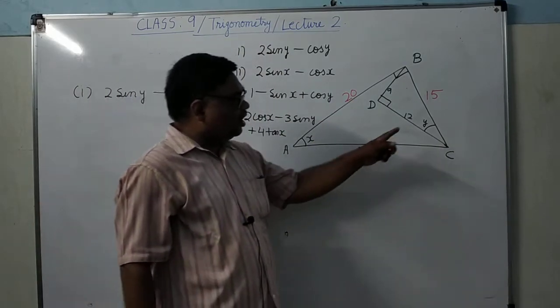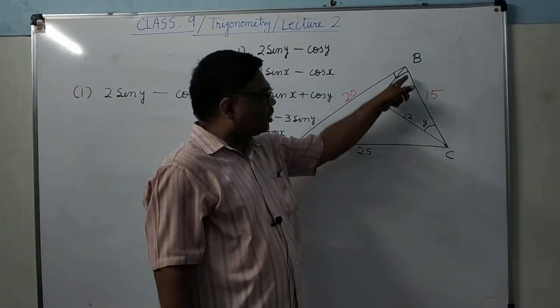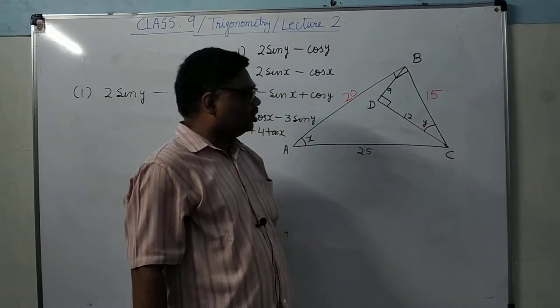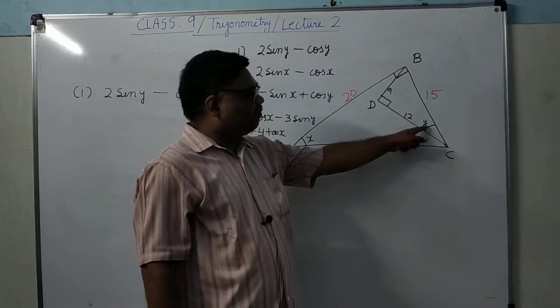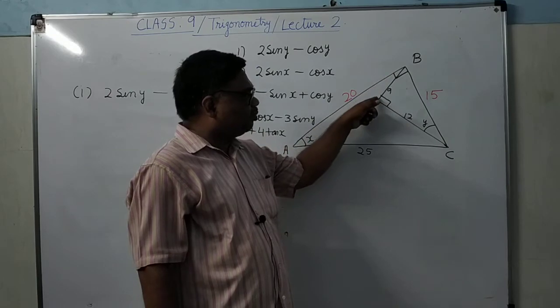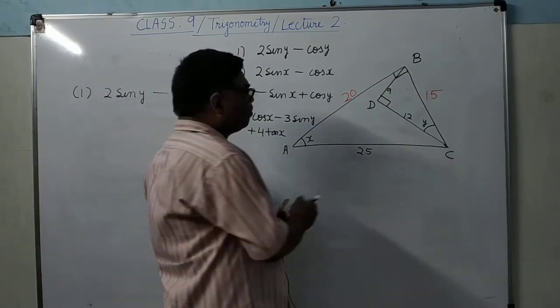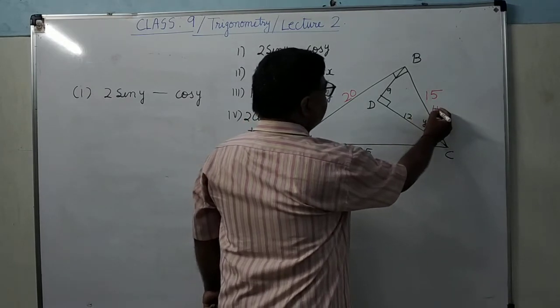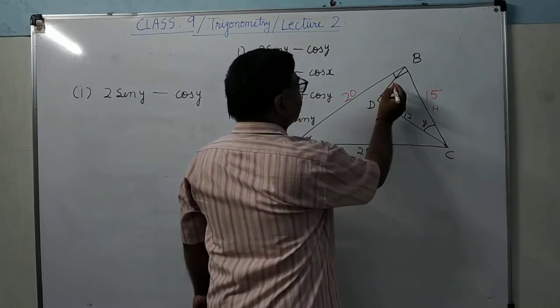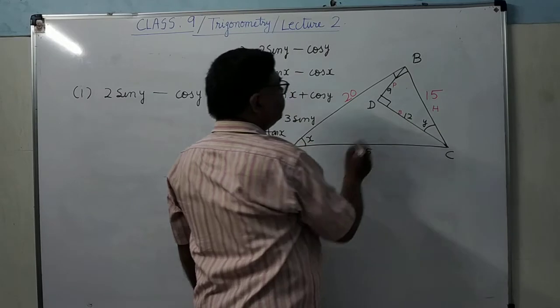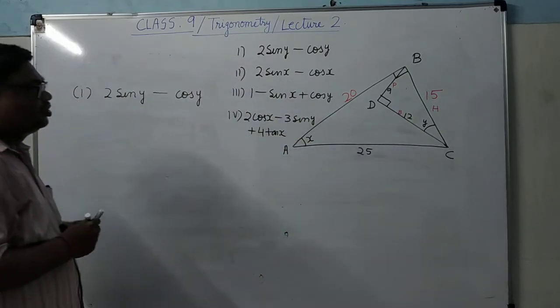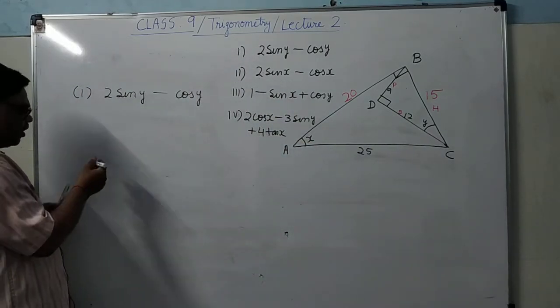BDC. Here in this triangle, what is hypotenuse? BC is hypotenuse. It is clear? In front of y there is BD, so BD will be perpendicular. That I can write in a small letter. This is hypotenuse, this is perpendicular, and this is base. It is clear? So first you find out sin y.